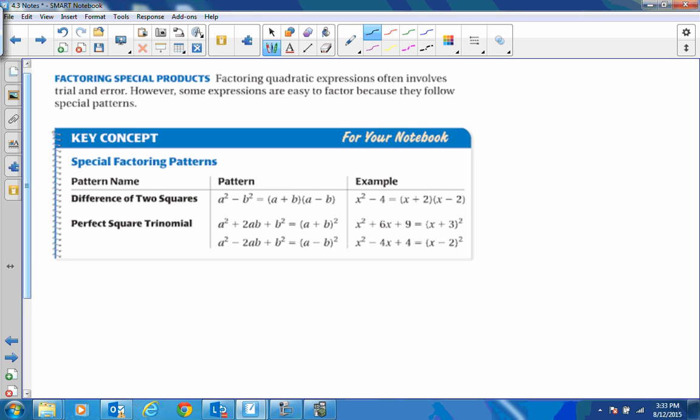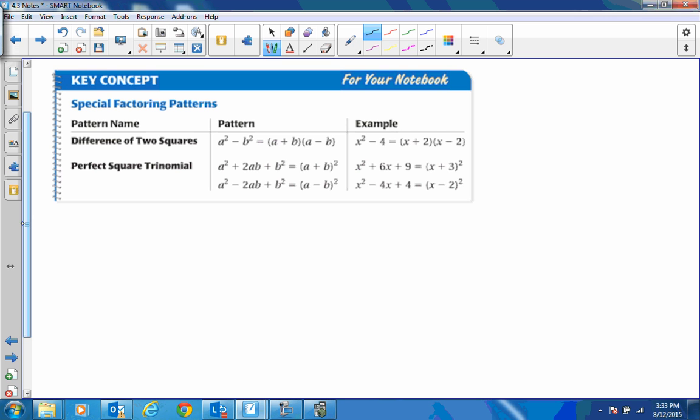Special products. Special products are really important. Factoring quadratic expressions often involves trial and error. However, some expressions are easy to factor because they follow special patterns, okay? So you need to know these. These are really important. You need to know both of these. And I've done a bad job in the past of teaching this one, perfect square trinomials. But it really helps you. If you can understand perfect square trinomials, it'll help you when you have to learn other ways to solve later, like completing the square and other methods.